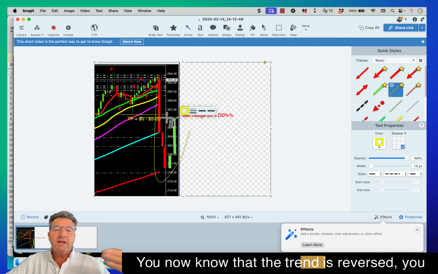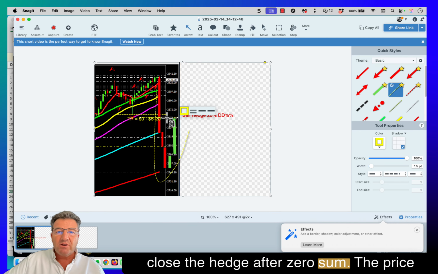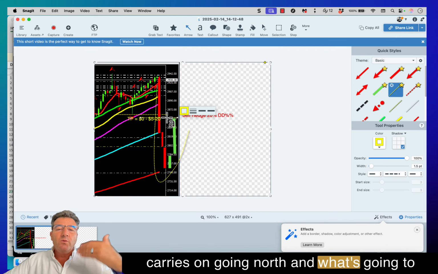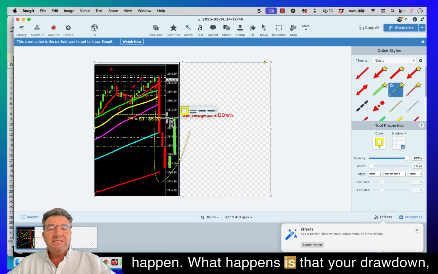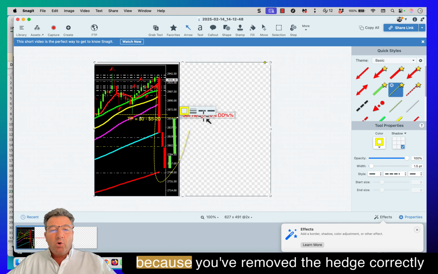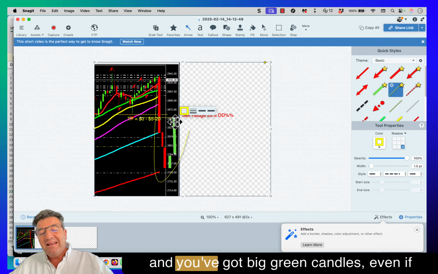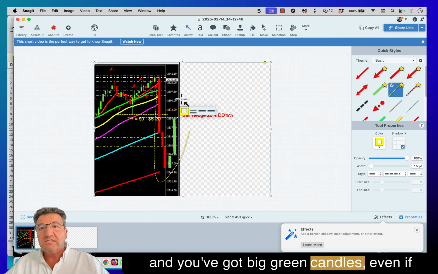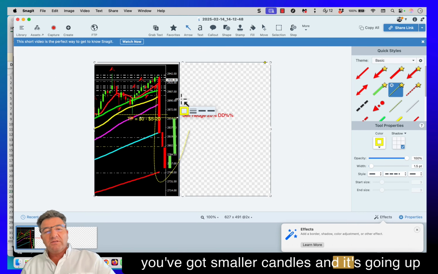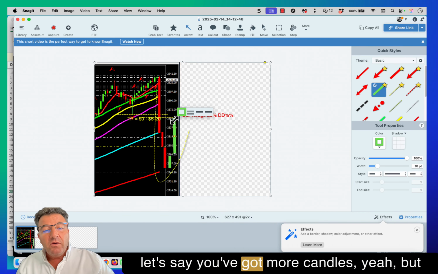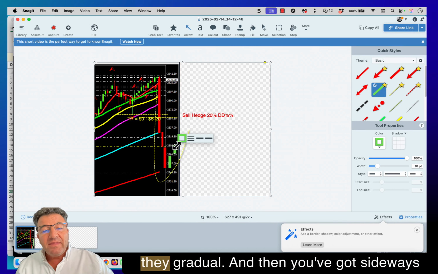You now know that the trend is reversed. You close the hedge out at zero sum. The price carries on going north, and what's going to happen? What happens is that your drawdown, because you've removed the hedge correctly and you've got big green candles, even if you've got smaller candles and it's going up, let's say you've got small candles here, but they're gradual.